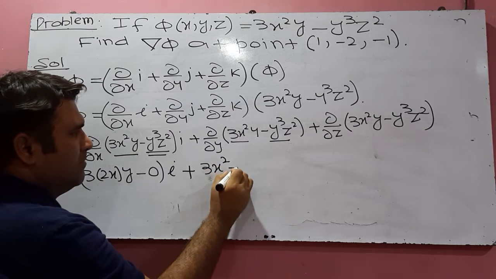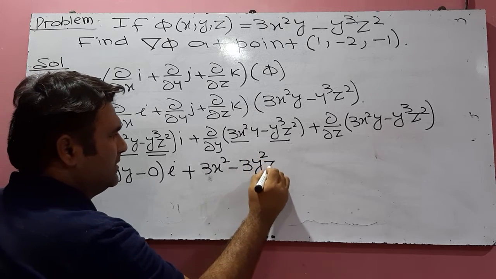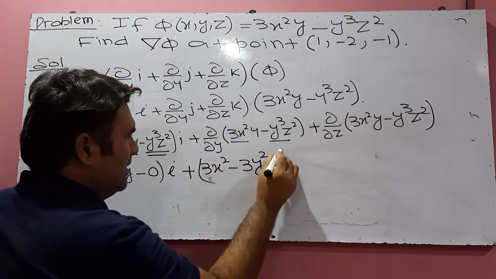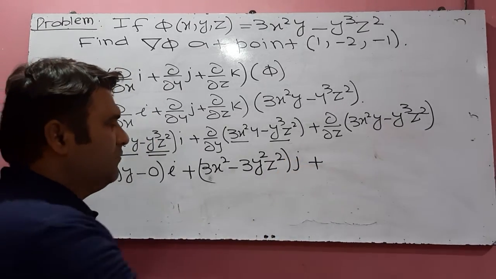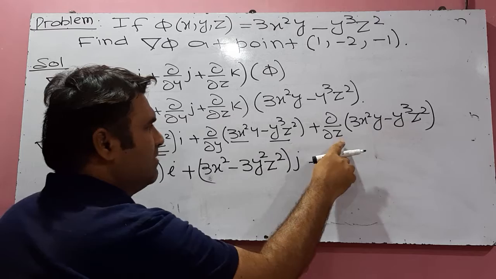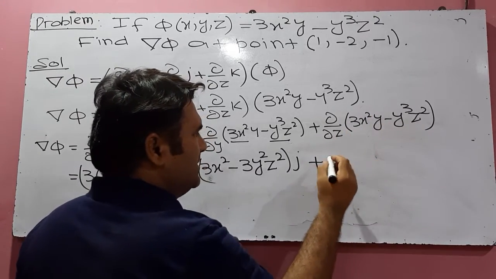now both terms contain y, so the partial differentiation will be 3x squared minus 3y squared z squared j, and plus, the first term does not contain any z component, so it will be 0. So we only differentiate the second term of this bracket.